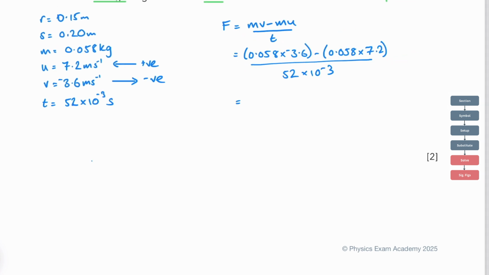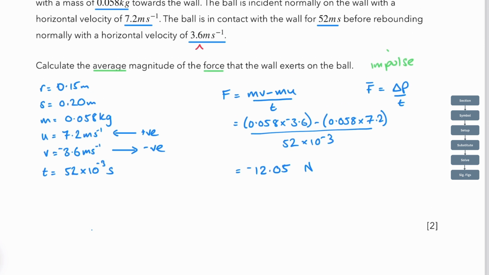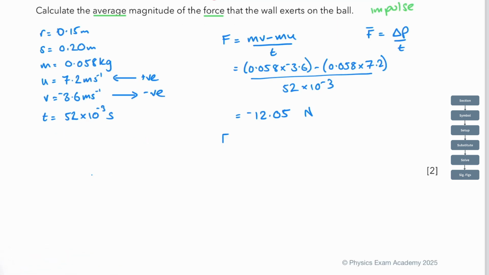We've set up, we've substituted, now we solve and we come up with newtons. Let's look at sig figs. Go back to our data. This is two significant figures. This is two significant figures. Everything is pretty much two significant figures. So we want to give our answer to a maximum of two significant figures. Head back down and we write F average is equal to 12 newtons.